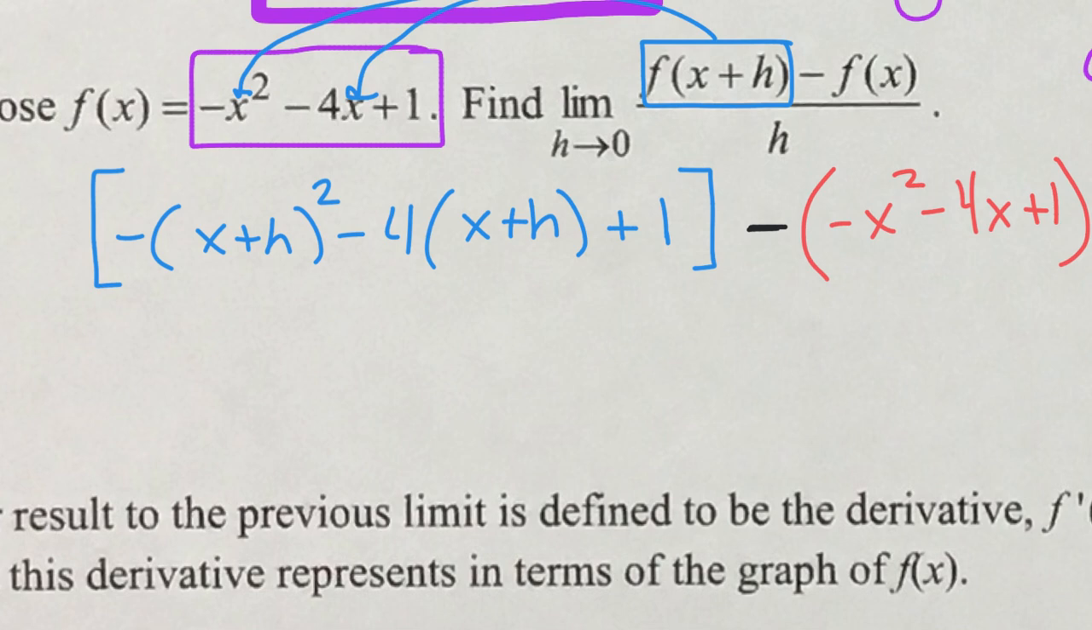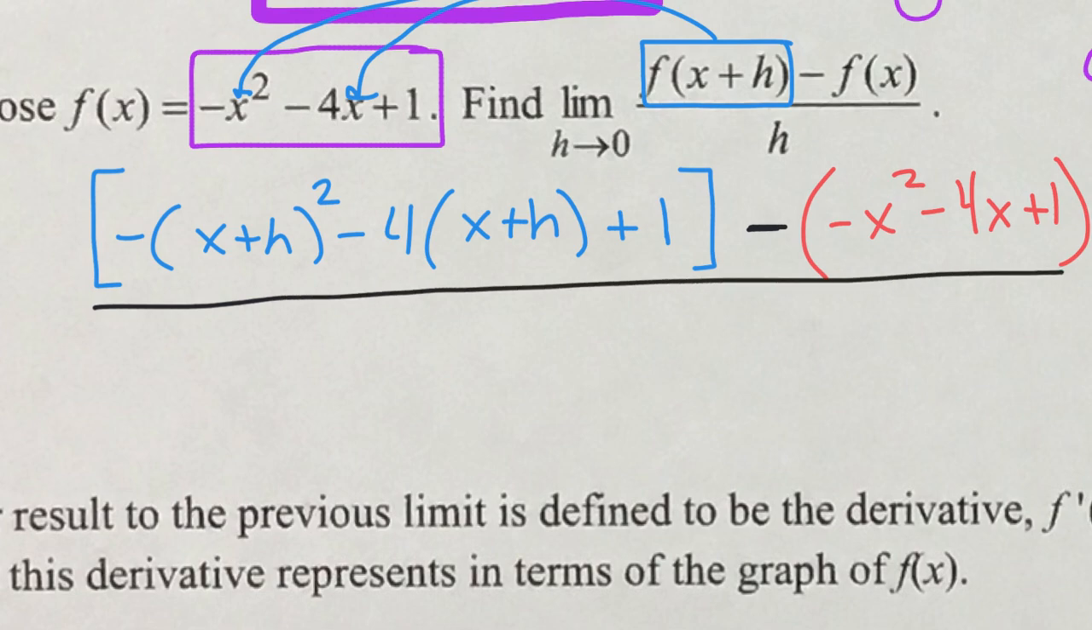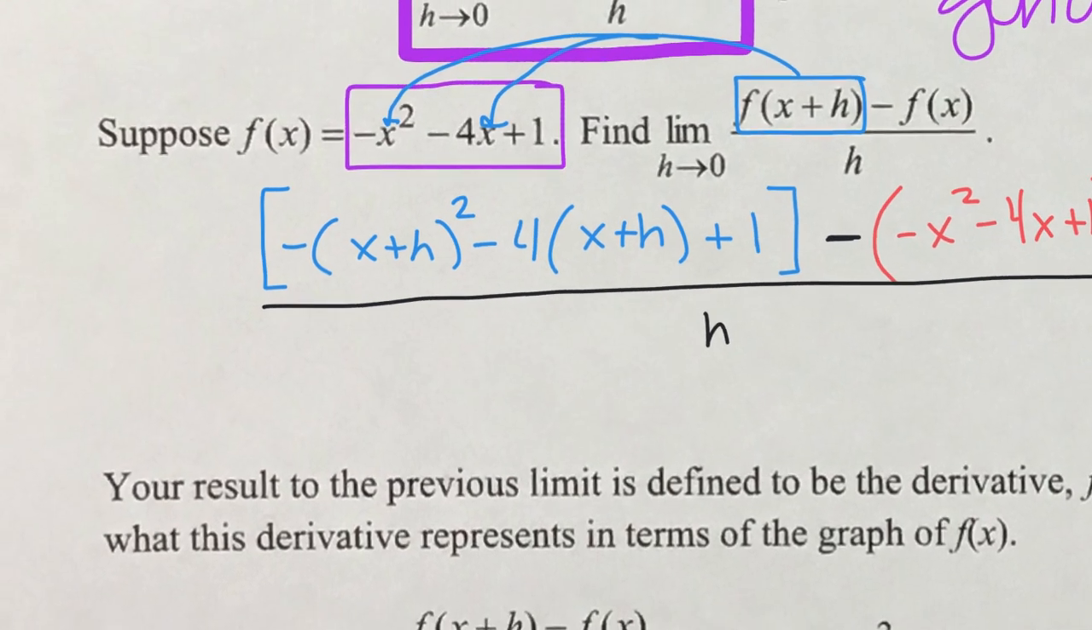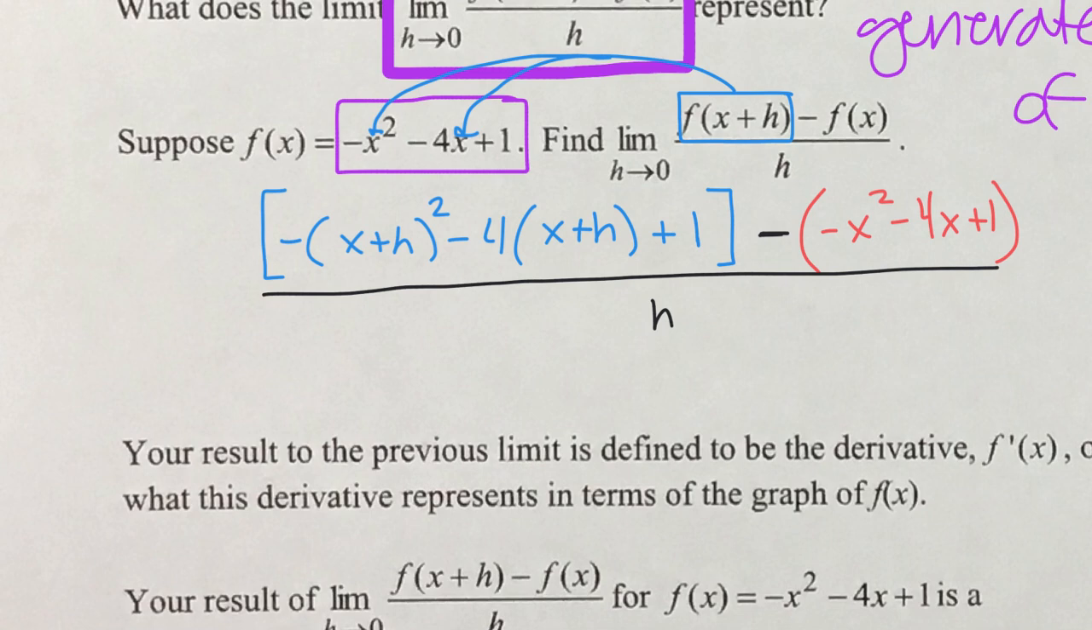And then divide all of that by h and take the limit as h goes to 0. So we're going to get smaller and smaller and smaller values. All we've done is replace x in your equation with x plus h in those two places, and then subtract off the original. So now we're going to do the algebra. This is the arduous part of calculus, doing all the algebra.